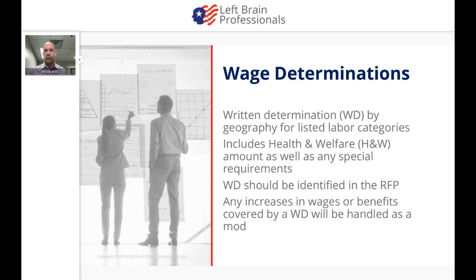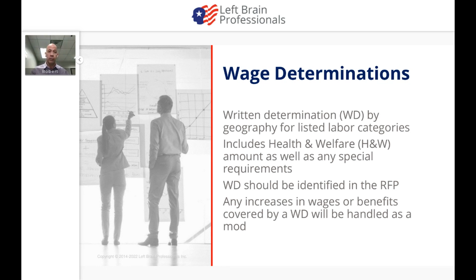People refer to it as the WD, the wage determination. It is by geography for listed labor categories. It does have the included health and welfare, or H&W, amount, as well as any special requirements that are related to that particular wage determination. The wage determination should be identified in the RFP. So if you're responding to an RFP, they should be telling you which one is applicable.